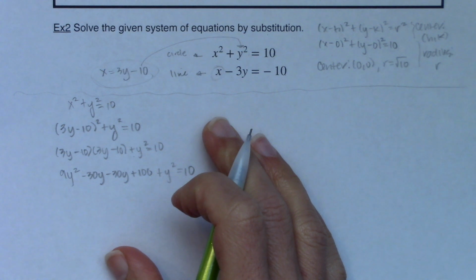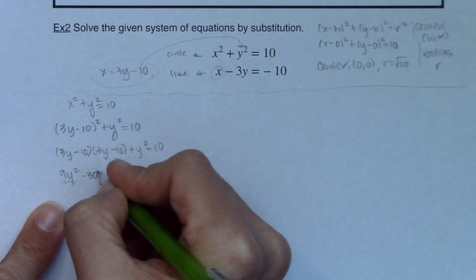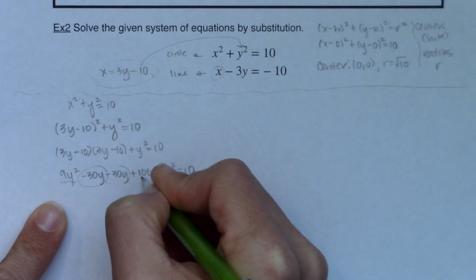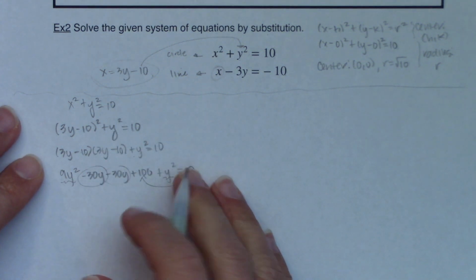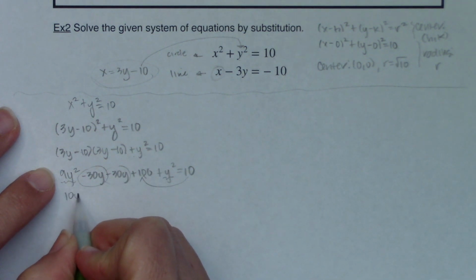So I can combine some like terms here. I can combine the 9y squared and the y squared. I can combine the negative 30y and the negative 30y. And then I can subtract the 10 over. I can do all of that in the same step. So 9y squared and y squared is going to be 10y squared.